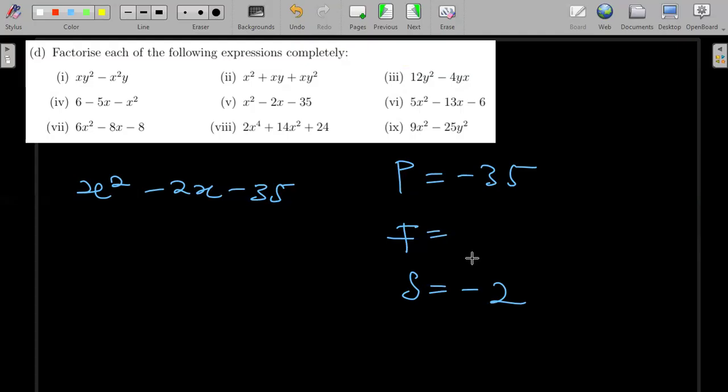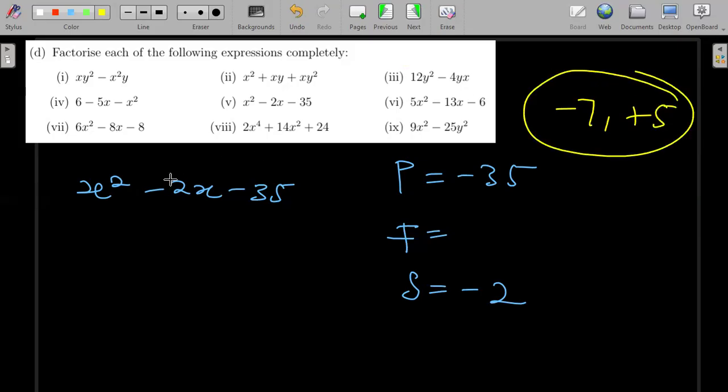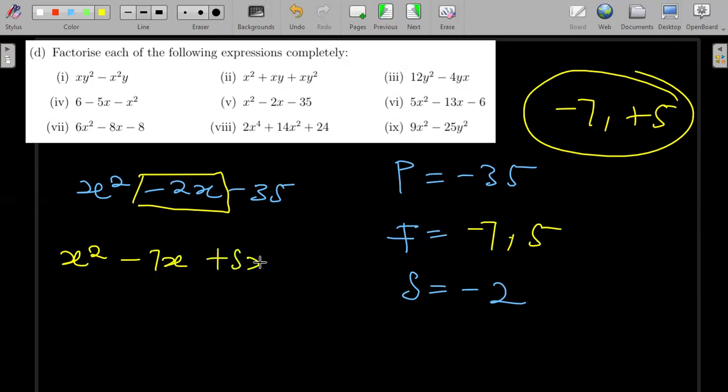-7 and +5. Okay, amazing. So when I add them, I get minus 2. When I multiply them, I get this. So I'll write here -7 and then 5. Now I'll rewrite this minus 2x in terms of the factors. So it will be x squared minus 7x plus 5x minus 35. You can see that this minus 2x is basically this guy here.